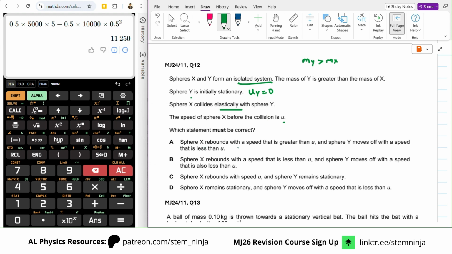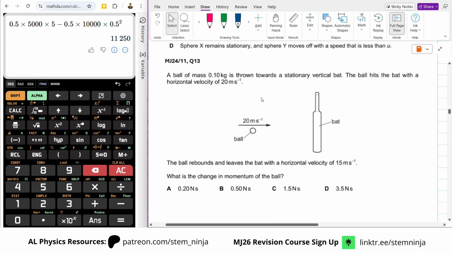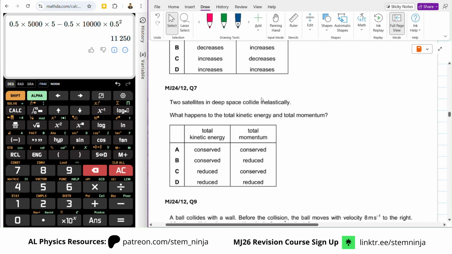Sphere X rebounds with a speed that is greater than U, and sphere Y moves off with a speed that is less than U. It cannot rebound with a speed greater than U. This is an impossibility. Sphere X rebounds with a speed that is less than U, and sphere Y moves off with a speed that is also less than U. This is going to be the correct one. This is the only thing that makes sense. Right. Moving on.